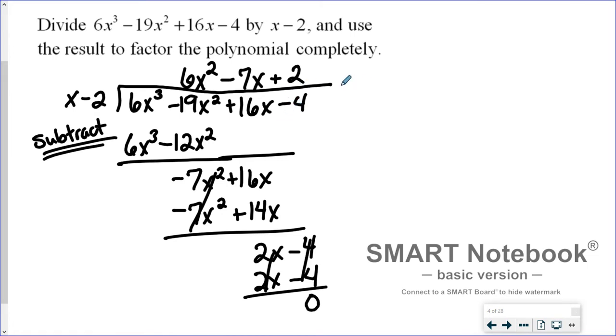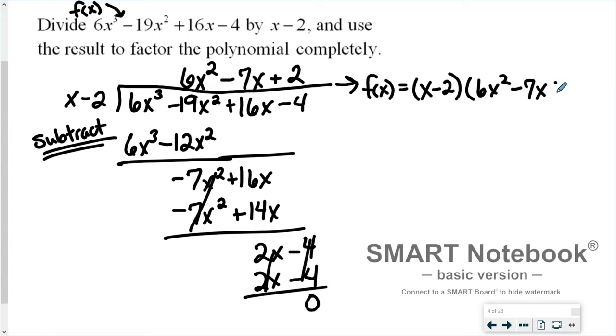So as of right now, I know that if this thing is f of x, then f of x is now equal to x minus 2 times 6x squared minus 7x plus 2.